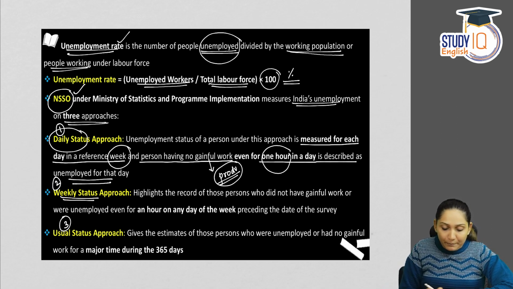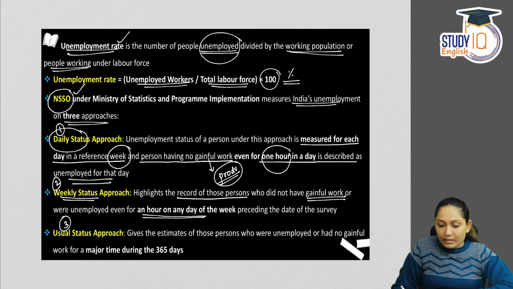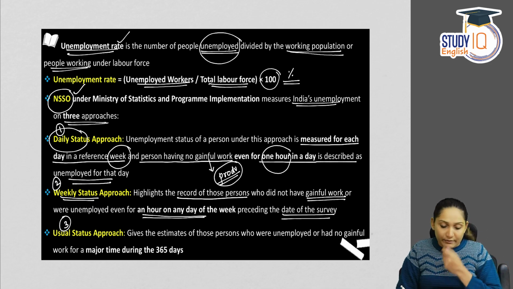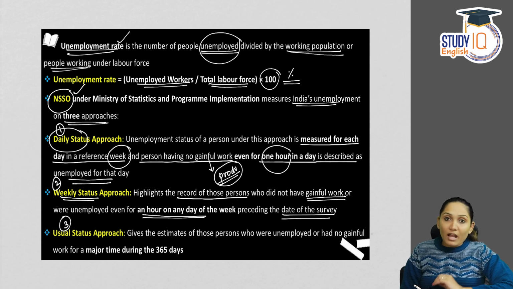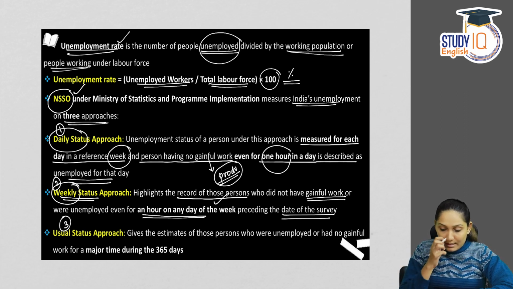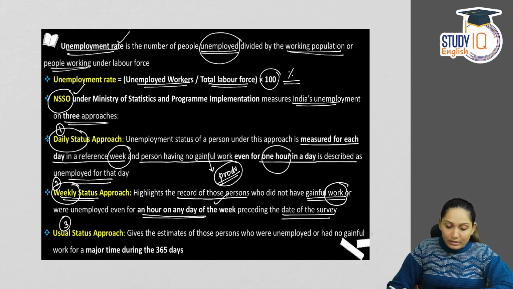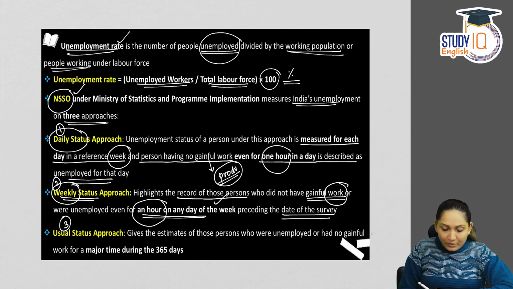Next is the weekly status approach. It highlights the record of those persons who did not have gainful work or were unemployed even for an hour of any day of the week preceding the date of the survey. So it is weekly status, which means the unemployment status of a person is considered on a weekly basis under the weekly status approach. Here the record of those persons who did not have gainful work or were unemployed even for 1 hour on any day of the week preceding the date of the survey.